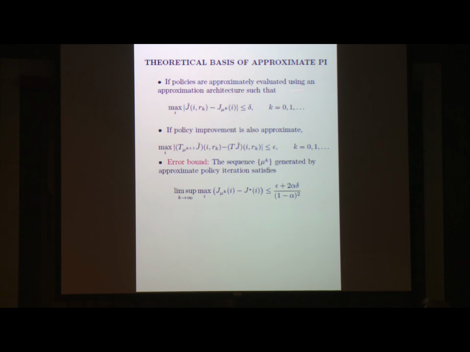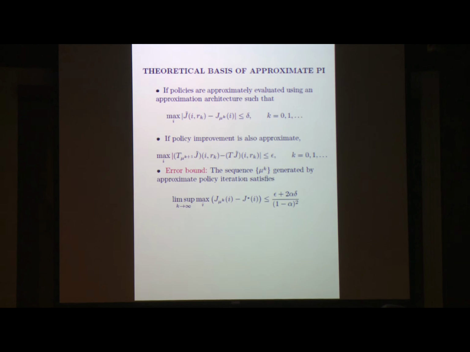Okay, so what's the theoretical basis for approximate policy iteration? I mentioned last time. Suppose that you do the policy evaluation approximately within delta, and you do the policy improvement also approximately within epsilon. Could be that epsilon is equal to zero. Then there's an error bound. The sequence of policies that you generate come within this bound of the optimal. So what this says is that eventually you're going to get cost functions of policies that are within a zone of the optimum of this size.